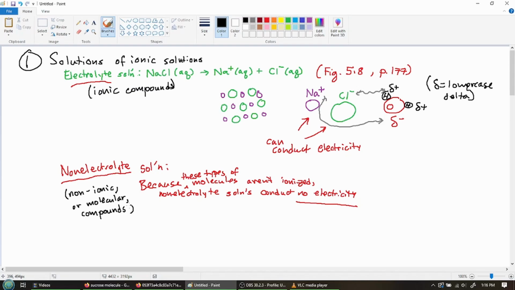So again, our examples here will be, think of dissolving salt in water for an ionic compound. So I'll say, in this case, table salt, so that we think about sodium chloride.